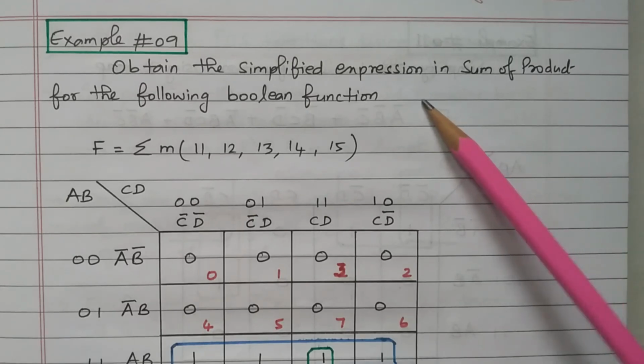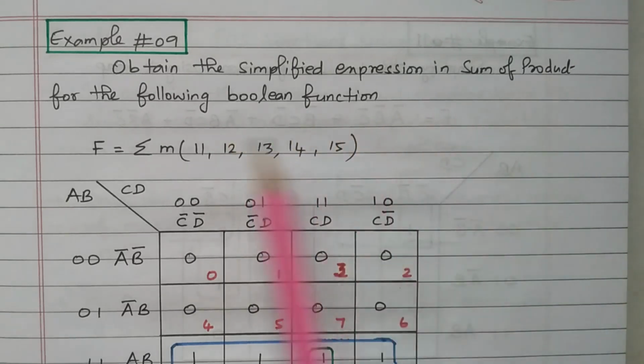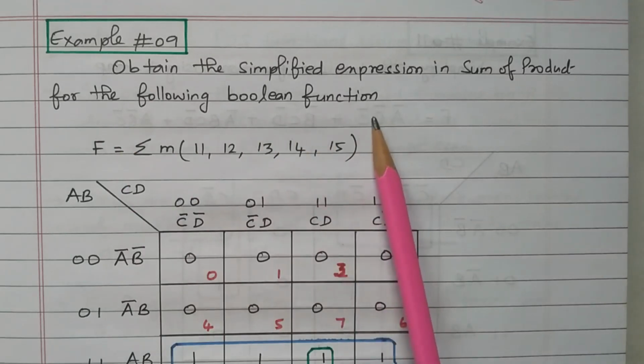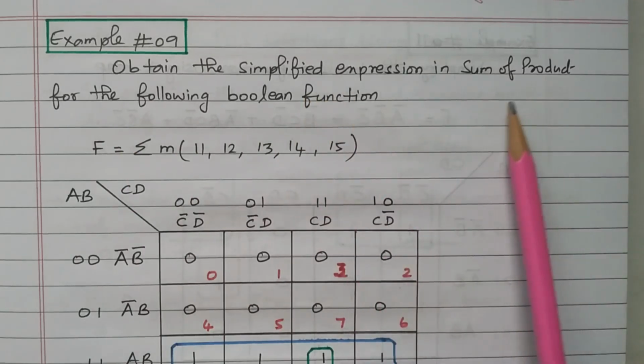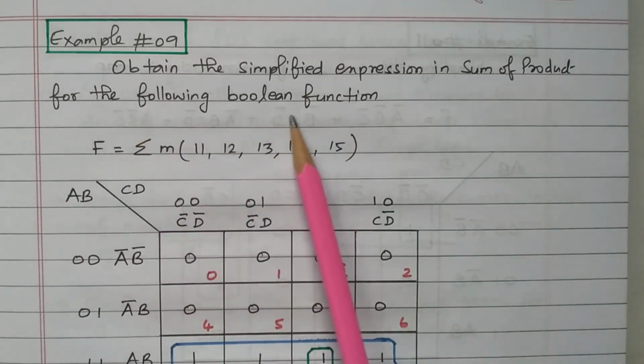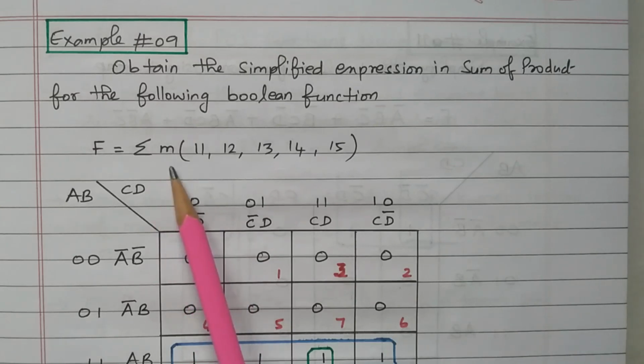Now we'll go to the topic. Obtain the simplified expression in sum of product for the following Boolean function. We need to simplify the expression. The following Boolean function is given in terms of sum of Minterms.